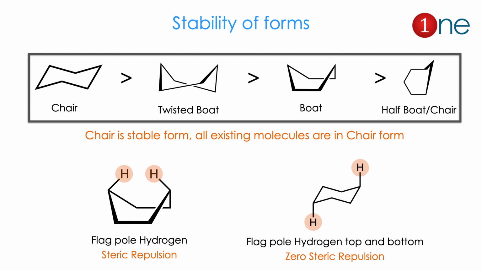Here we have to predict the stability among them, which form is more stable. Here stability is predicted by the hydrogens. Here the flagpole interaction will be there. Flagpole interaction means hydrogen-hydrogen repulsion will be there inside the molecule. If it is a boat form, the repulsion will be very strong. If it is in the chair form, those hydrogens go above and below. That's why the chair form is very stable. Here you should know the stability order, nothing more.